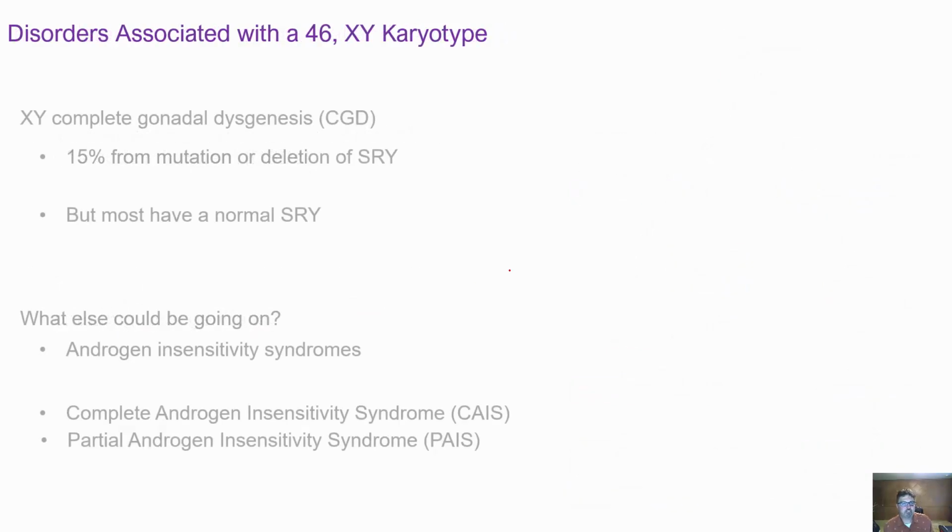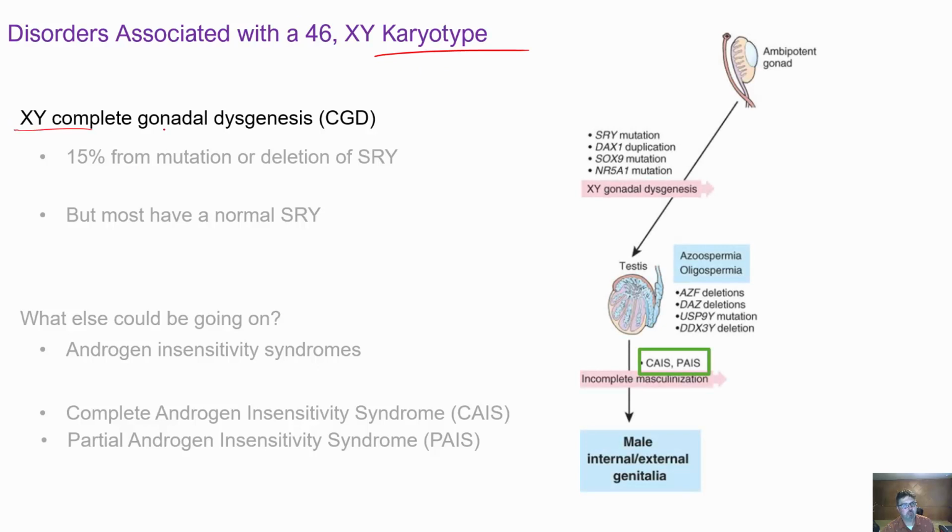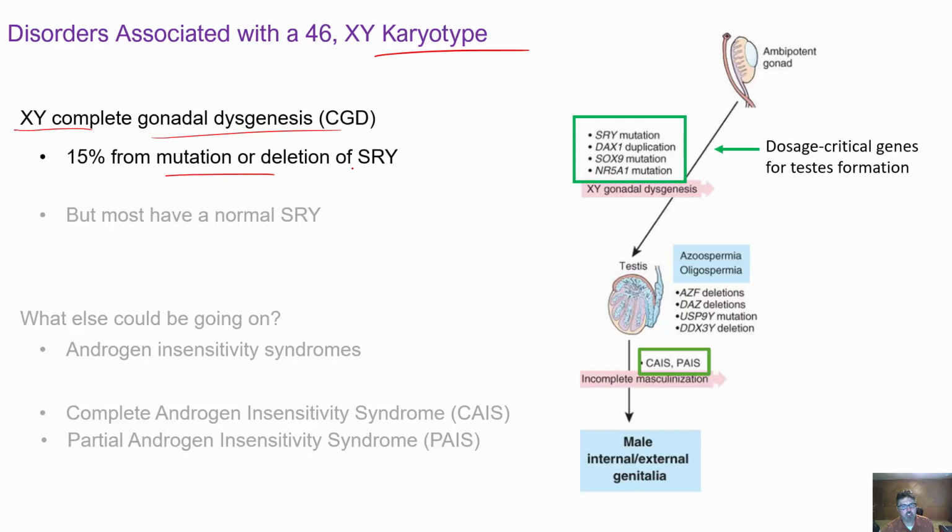All right. So let's talk first about disorders associated with the 46XY karyotype. One thing that you can have is an XY complete gonadal dysgenesis. What we'll see here with gonadal dysgenesis is that you're going to have either a mutation or a deletion of the SRY. You can have SRY mutation, you have duplication in some areas. These are more complicated. We won't worry about that. But what it will do is fail to form the testes like it normally should.